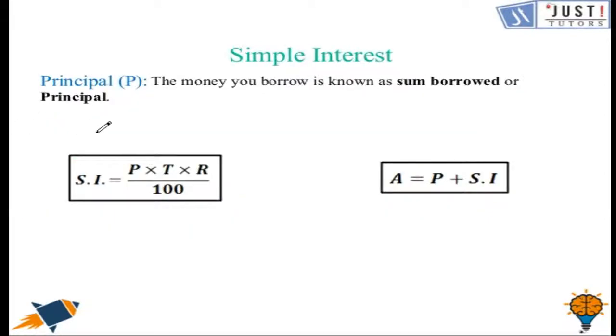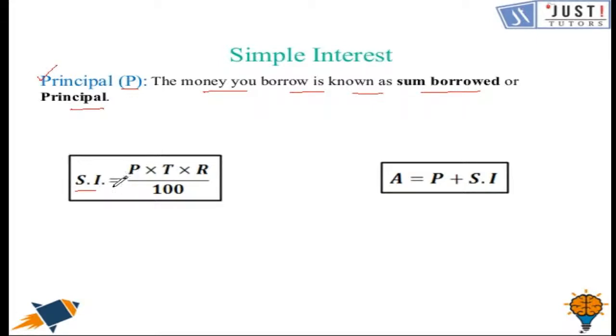Next is simple interest. Simple interest is interest when we borrow some money from the bank or another person, and that amount is known as principal. It is written as P in short, and we can say the money we borrow is known as sum borrowed or principal. In order to keep this money for some time, the borrower has to pay some extra money to the bank or the lender from whom he borrowed the money. This extra money is called interest or simple interest, and it is written as SI in short.